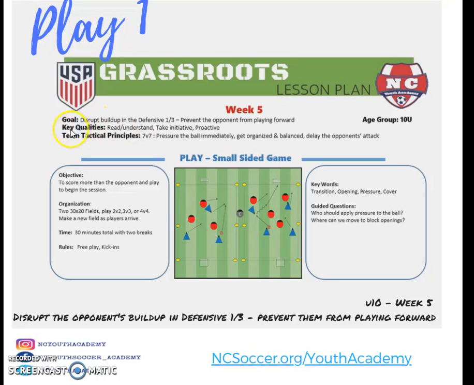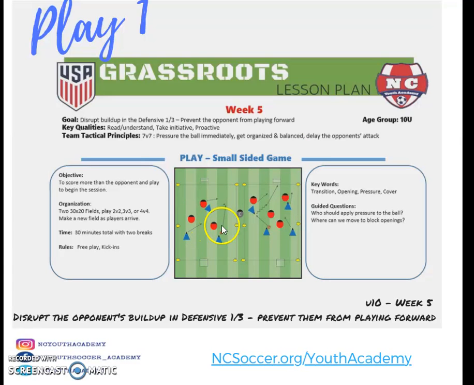And so when we think about our TTPs with the 77 game model, we got to pressure the ball immediately because we're in front of our own goal in our defensive third. We got to get organized, have support, need to be balanced, make it compact, stay compact. And we need to delay the opponent's attack as our teammates transition to defense from attack.